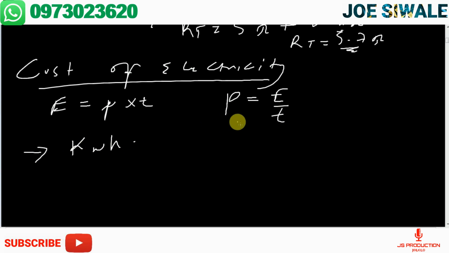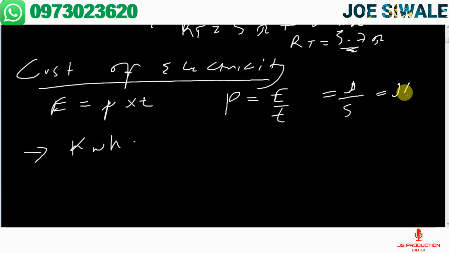And we know from our previous formula that power is equal to energy divided by time. Since we defined power as the rate of work done, the units of energy is joule, divided by the units of time, which is second. So that's going to be joule per second. So we can say the watt is equal to joule per second.